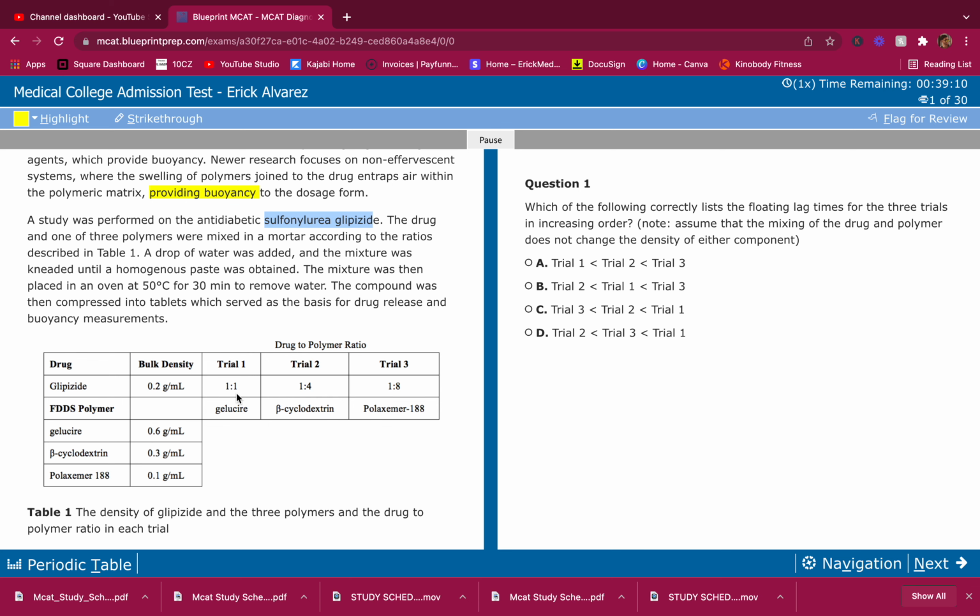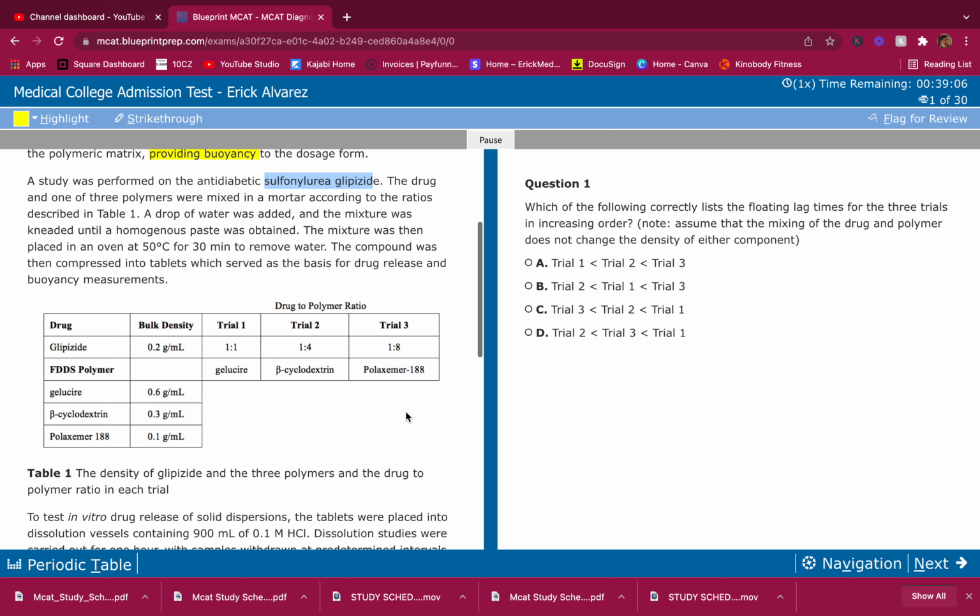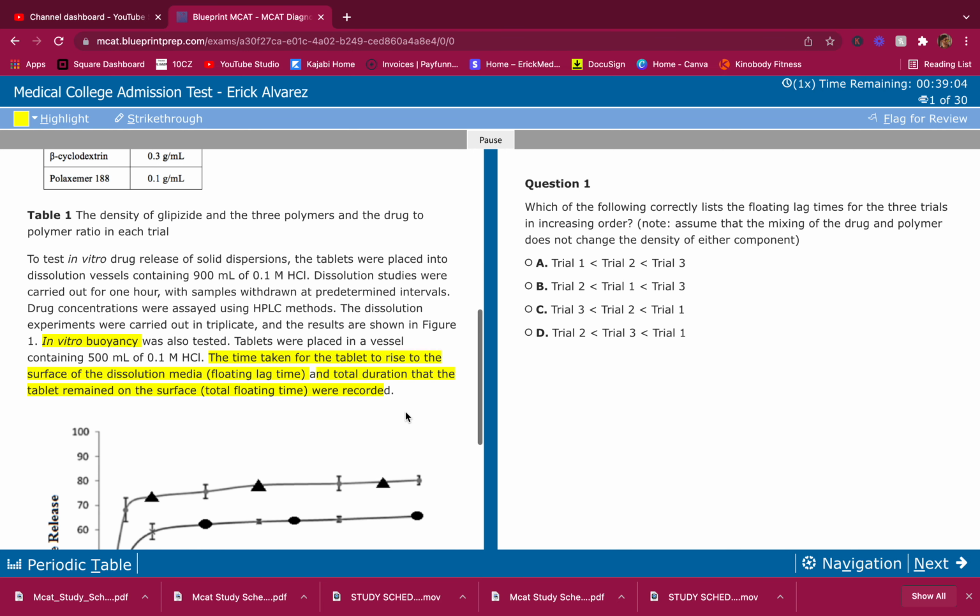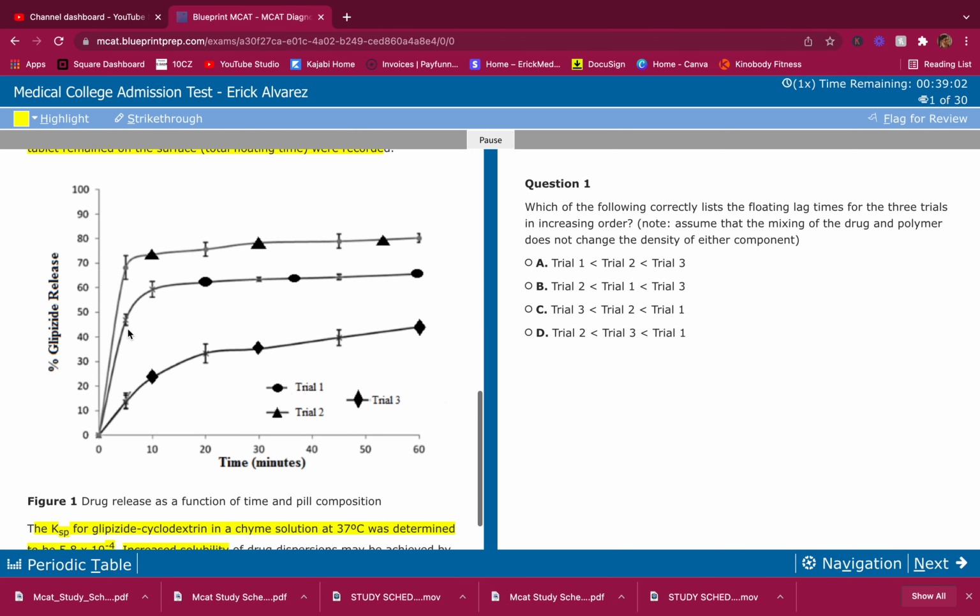Let's see who wins. Is it glucuronide, beta cyclodextrin, or polyisomer 1A? Who wins? Who's the best? How do I know who wins? Look at the figure. Those are my results. Okay, cool.